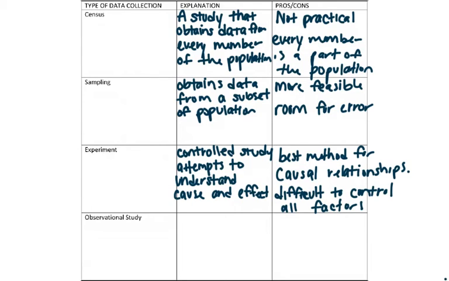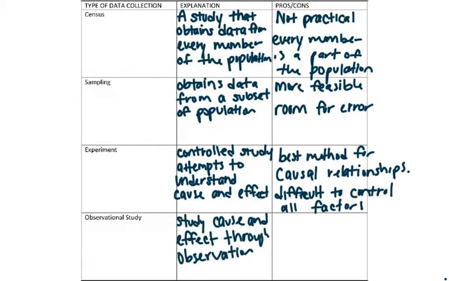And then the last one is your observational study. That's a study of cause and effect relationships through observation. The problem with that is there's no random selection, because you're just kind of looking at everything. And applying the results of an observational study to a larger population can be a problem, just because it's not random. But those are your 4 main ones.